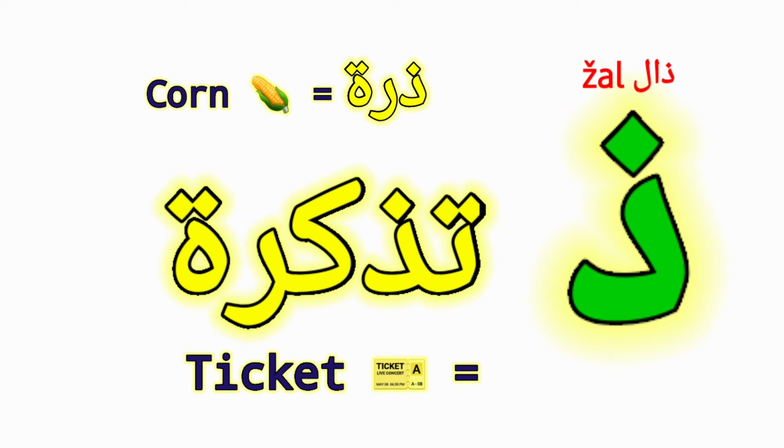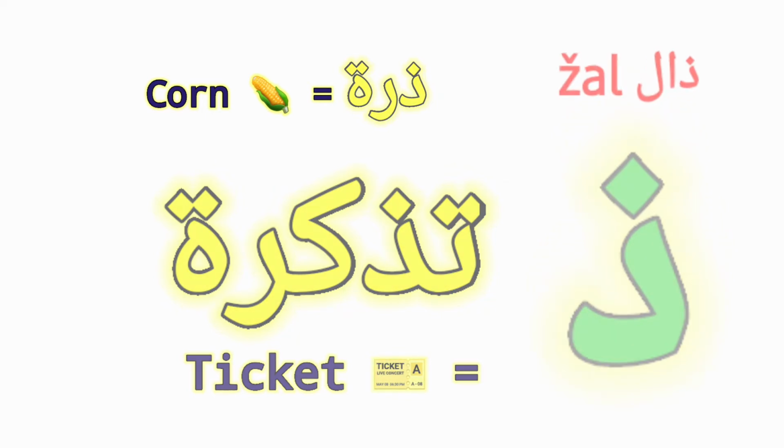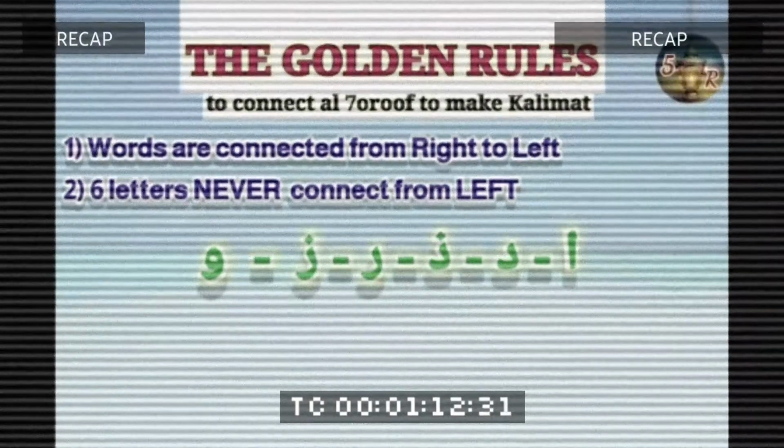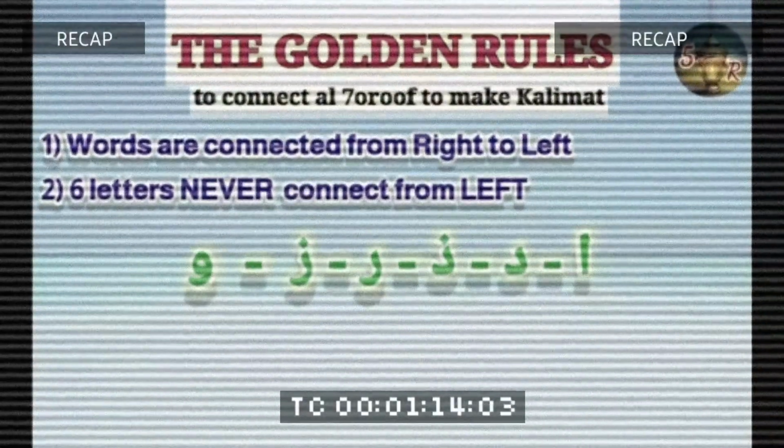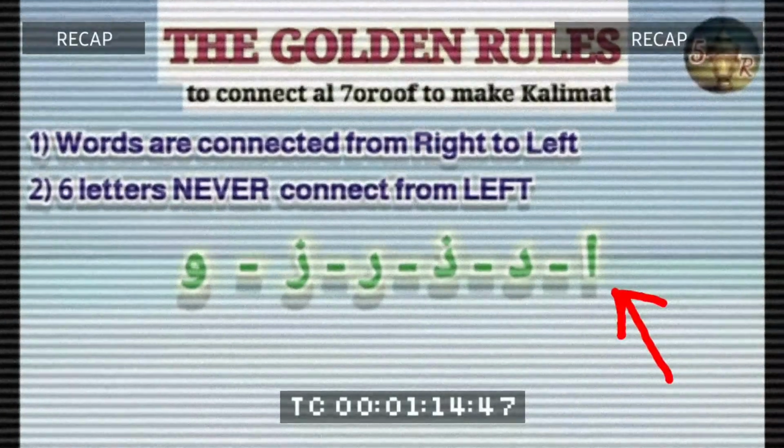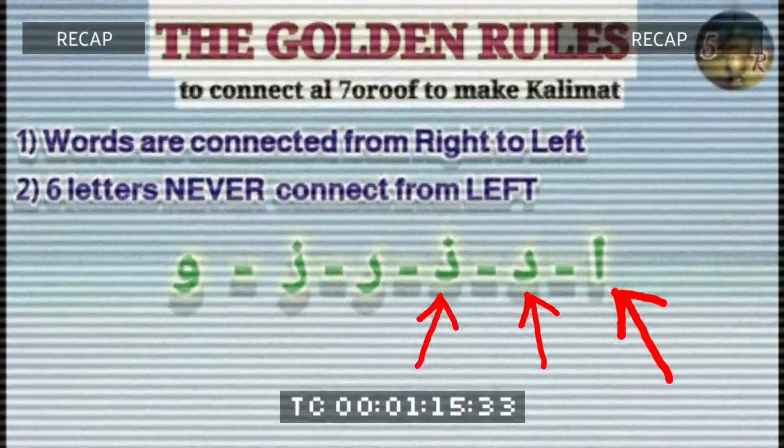Right? It makes sense, same as the sister. So always put in mind that all the pairs will follow the same rules and the same shape when we connect them. So that means so far we covered 3 letters out of the 6 that never connect from the left. Last episode we spoke about alif, and today dal and dhal so far.